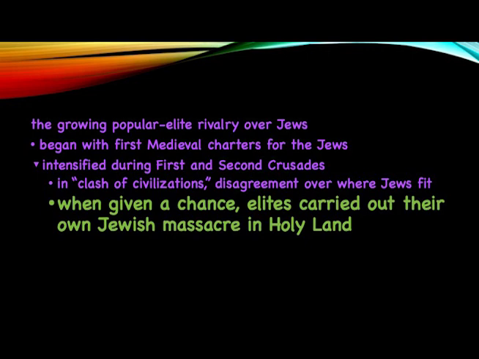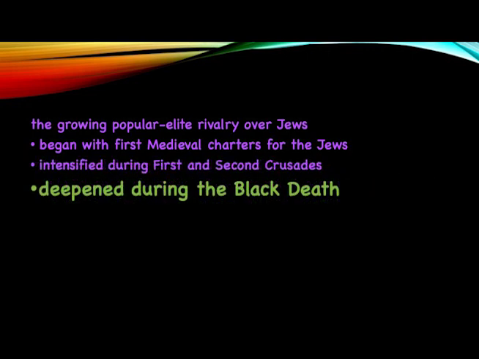There was a strong element of hypocrisy in the elite stance on the Jews during the early Crusades. When Crusader armies led by political and religious elites captured Jerusalem in 1099, they carried out a massacre of Jews and Muslims in the city. Thus, the previous rebukes of the Pope, the Emperor, and other traditional leaders must have sounded hollow indeed. The rivalry between popular and elite elements in society over the Jewish presence deepened during the Black Death.